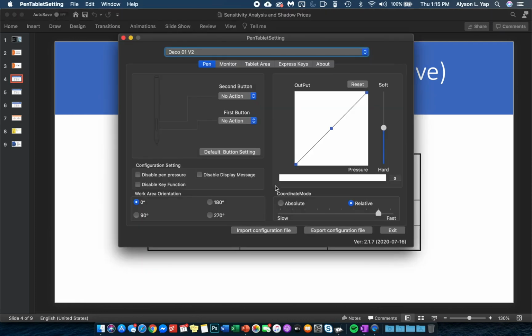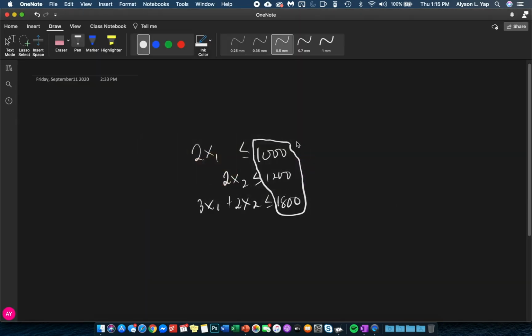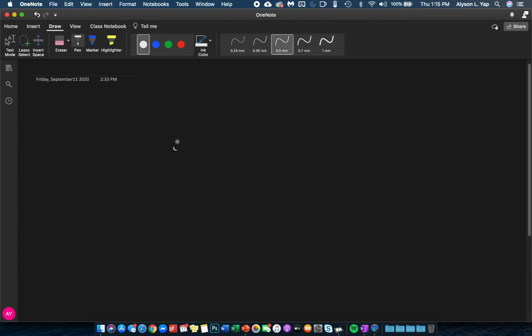Let me explain that. For example, let's take the first constraint, 2x1 less than or equal to 1000, and we increase this to 1200. Because your right-hand side increased, originally your 2x1 less than or equal to 1000 gave us, simplified, x1 less than or equal to 500. However, because we changed the right-hand side to 1200, the constraint becomes x1 less than or equal to 600.